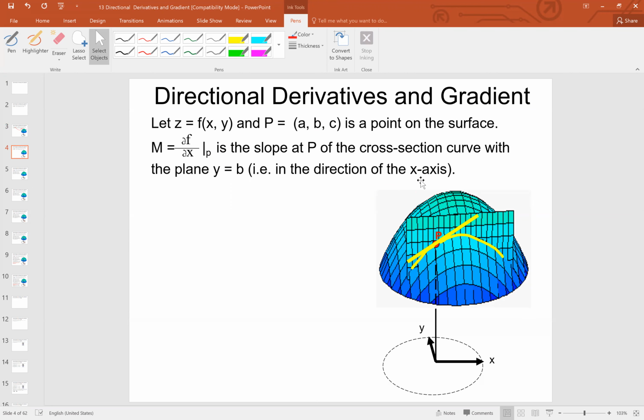And of course, the partial with respect to y is this: if I take a plane that cuts in the y direction in this manner, I have a curve on the surface like that, and in the y direction there will be the slope of that curve, and that will be the partial y.